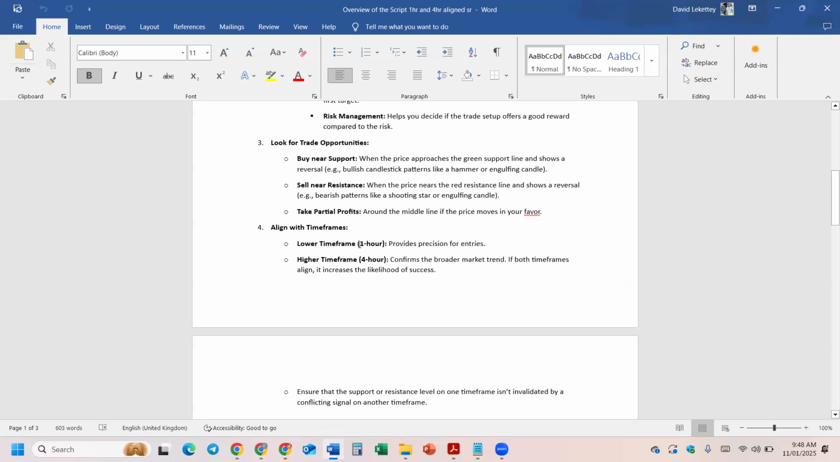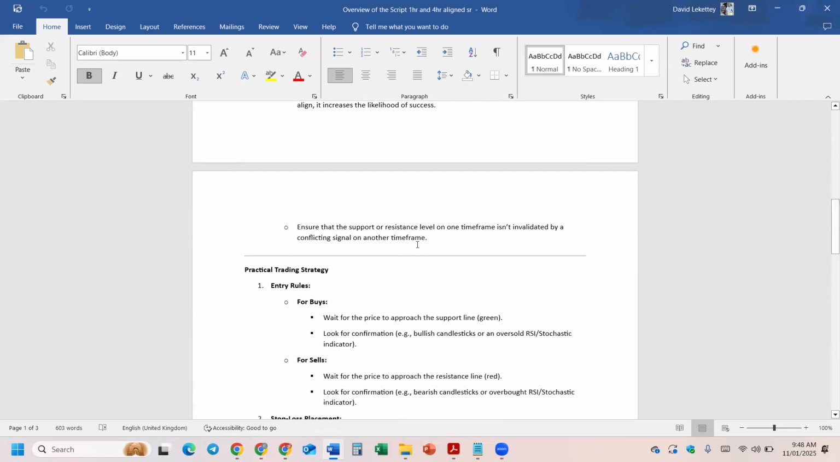Align with time frames. The lower time frame, 1 hour, provides precision for entries. The higher time frame confirms the broader market trend. If both time frames align, it increases the likelihood of success.